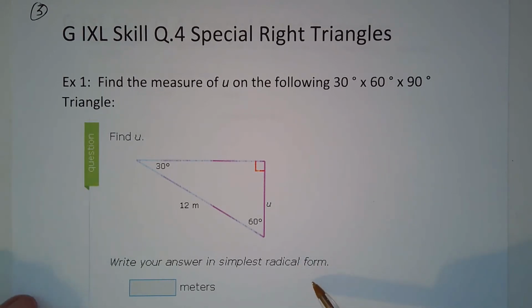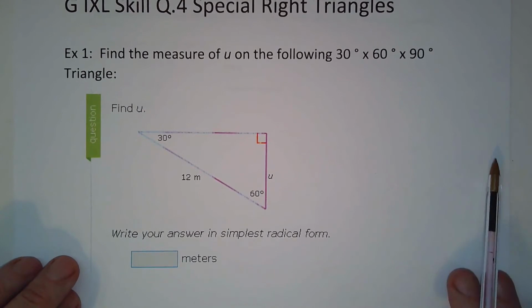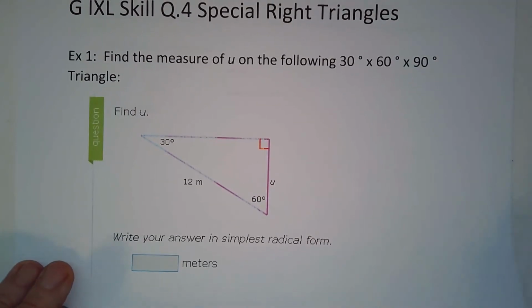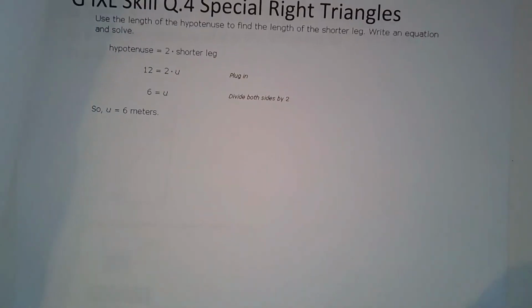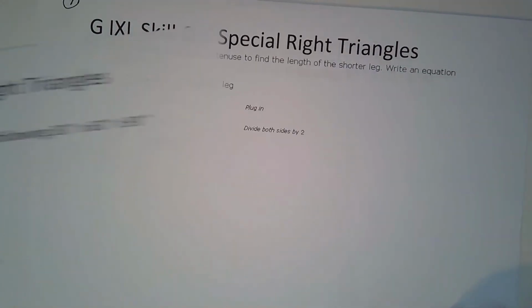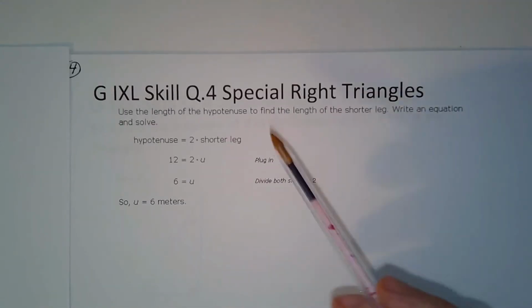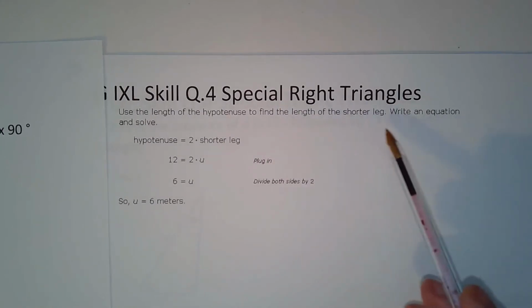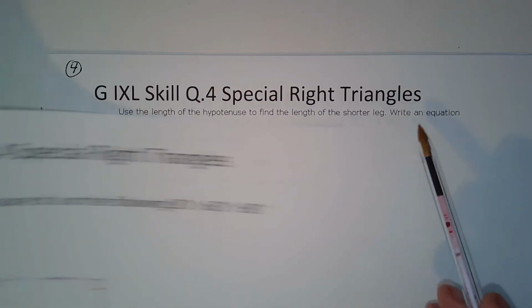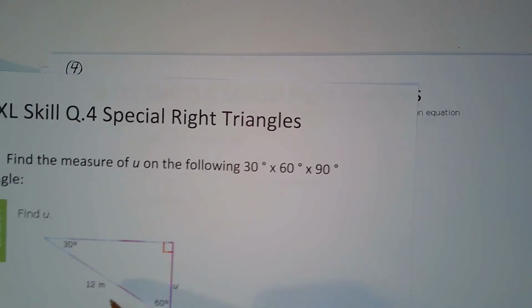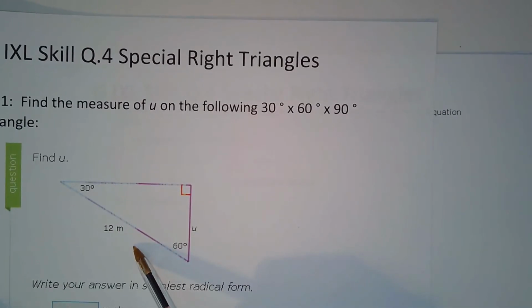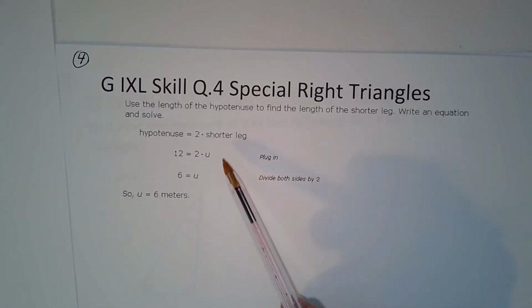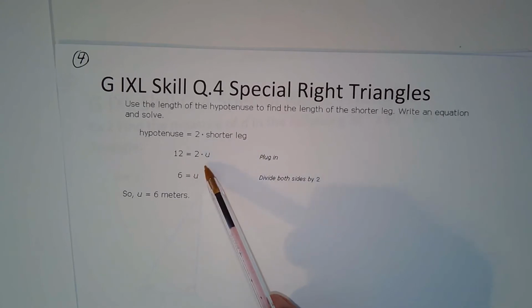So we want to write this in simplest radical form. So in other words, as simple as we can make it. Sometimes we do have to leave it with a radical. Let's see what we do here. Okay, I'm going to put this over here on the side for a moment. So we're going to use the length of the hypotenuse to find the length of the shorter leg, because that shorter leg is u. So the hypotenuse, they give it to you. It's 12 meters.